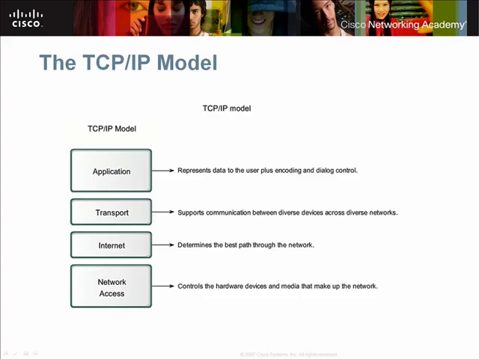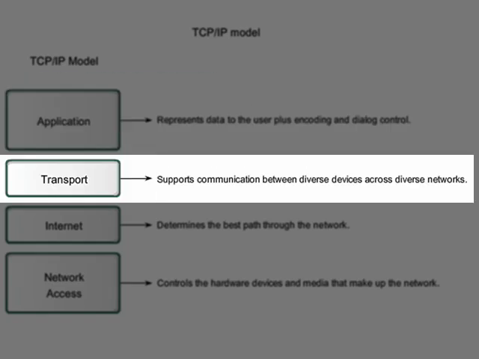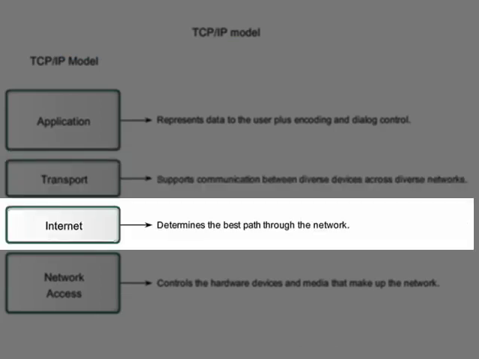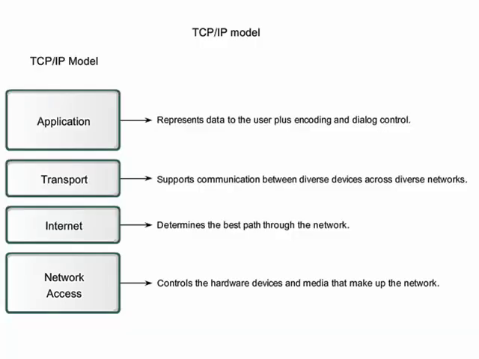As we examine the TCP/IP model, we see that it's made up of 4 layers: application, transport, internet, and network access. Each layer has specific responsibilities. The application layer is responsible for encoding data into a form that can be sent over a network and to decode data when it's received from the network. The transport layer supports communication between devices when messages are being sent across the network. The internet layer determines the best path for a message to be sent through a network, and the network access layer controls the hardware and the connections that make up the network. Each layer has specific protocols that facilitate communication.